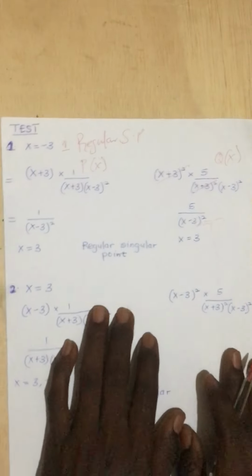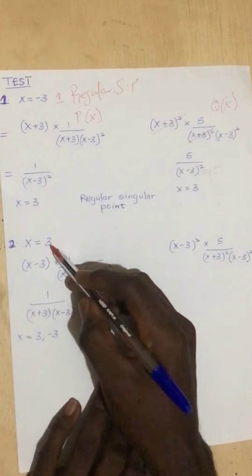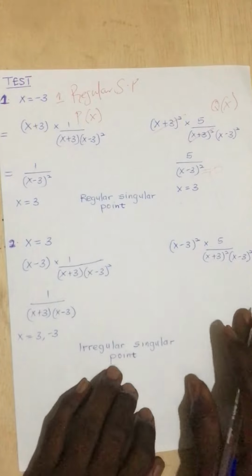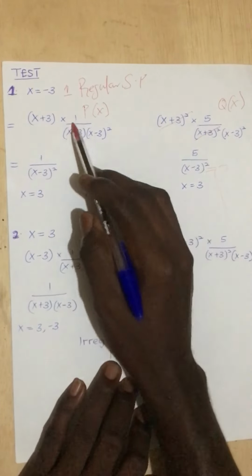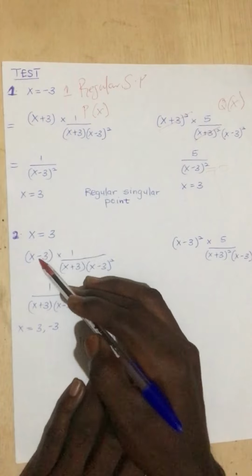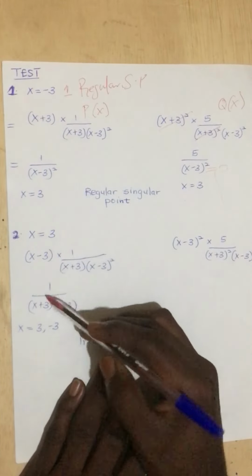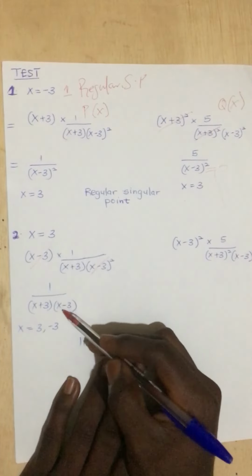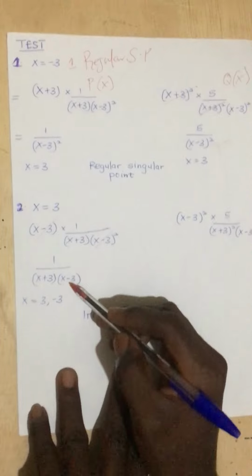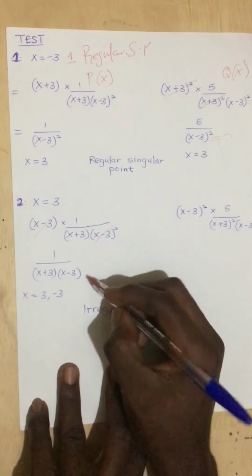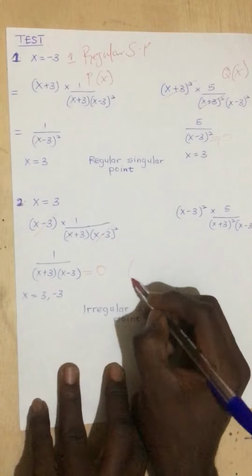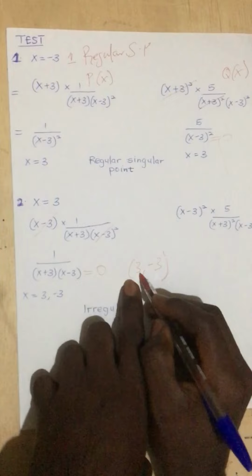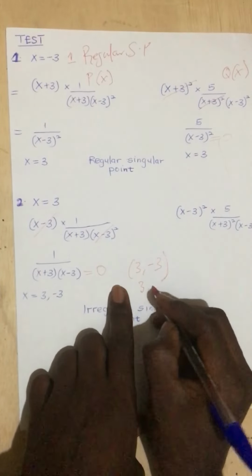So now let's test for the second, which is x equal to 3. We have to show whether it's a regular singular point or an irregular singular point. The same idea applies here. So x minus 3, because it's positive, it will become negative. When you multiply by this, one of these will cancel this, so it will be left with this. Are you okay? When you equate the denominator to 0, we get 3 and then negative 3. Looking at this, the singularities here are 3 and negative 3.